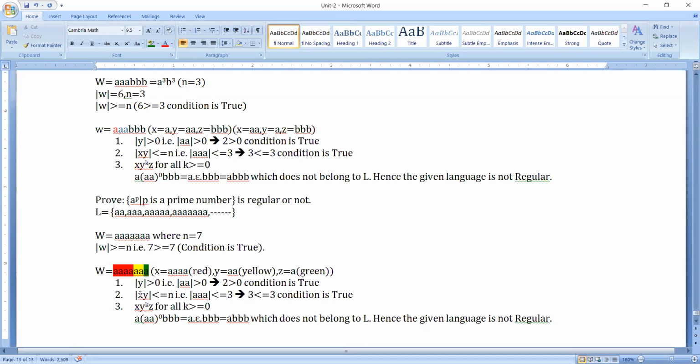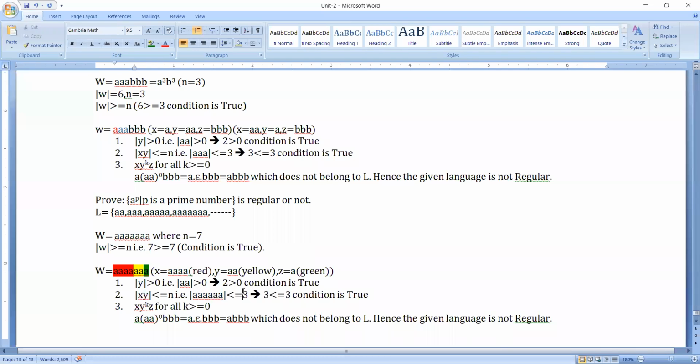Now, you need to make sure that the length of x and y should be less than or equal to n. What is x over here? X is 4 a's, and y is 2 a's. So totally how many a's did we get? We got now 6 a's.